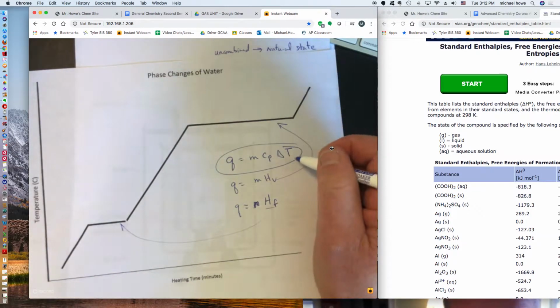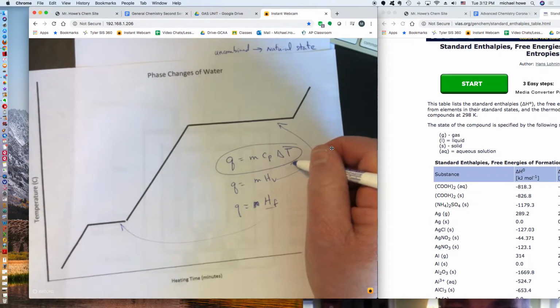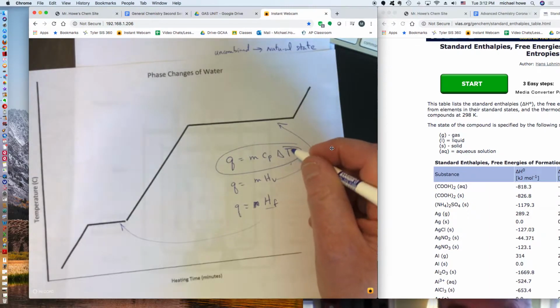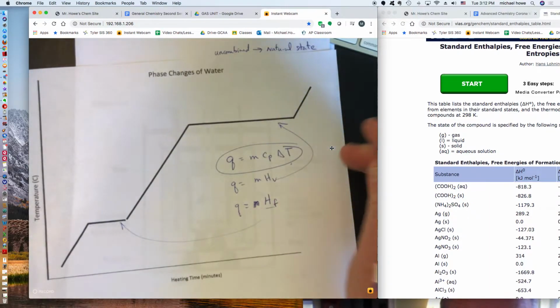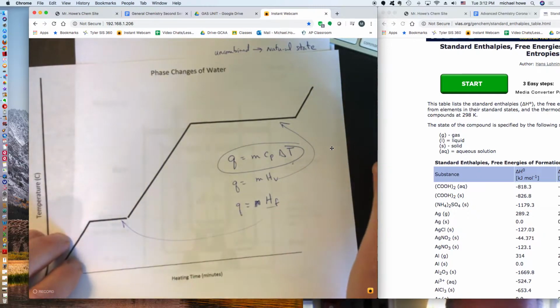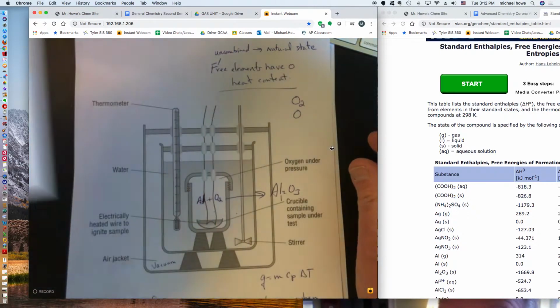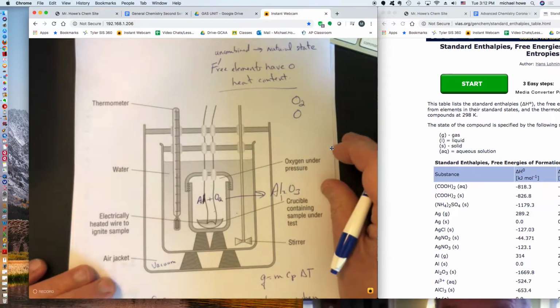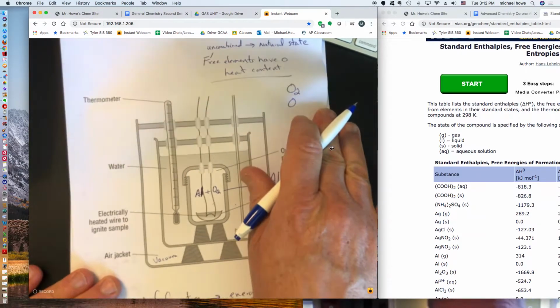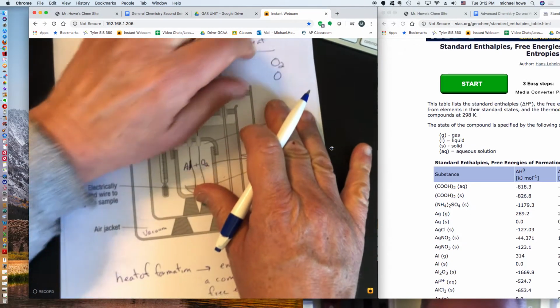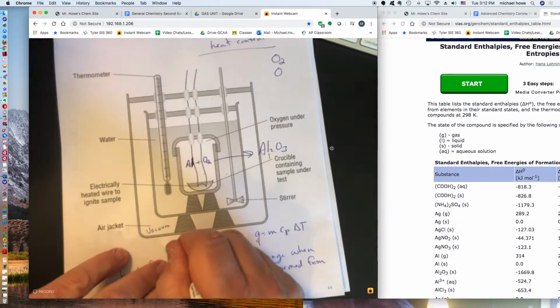So we also use that equation to calculate heat changes during chemical reactions, but this equation doesn't have a chemical equation in it. So here's how they tie together. We spent some time yesterday talking about calorimeters. And calorimeters are devices used to measure heat changes.